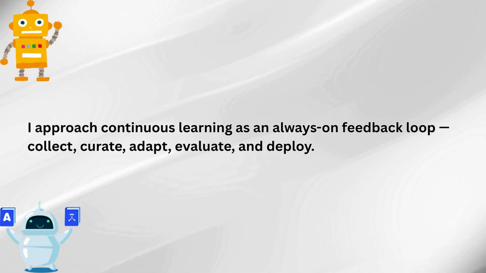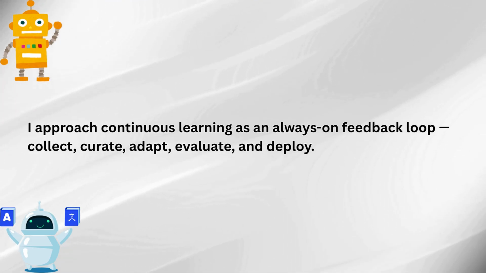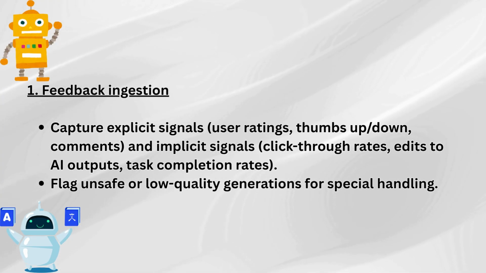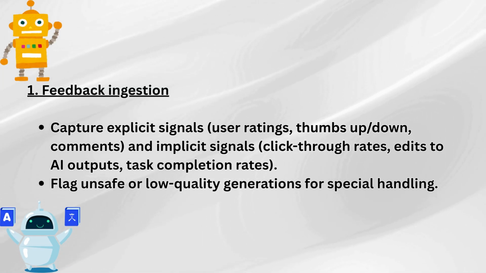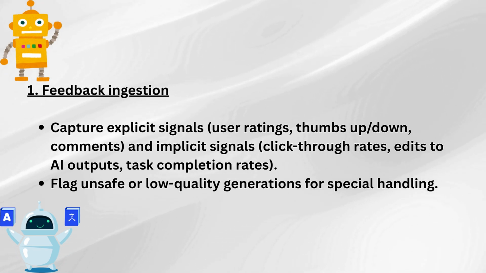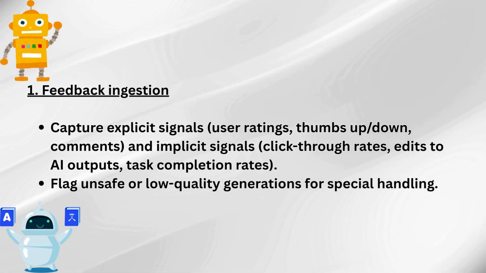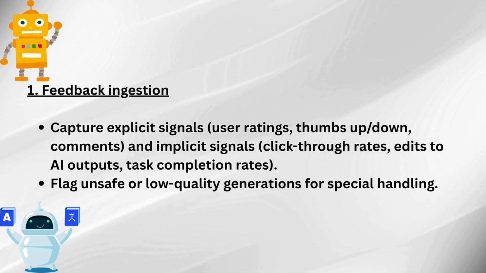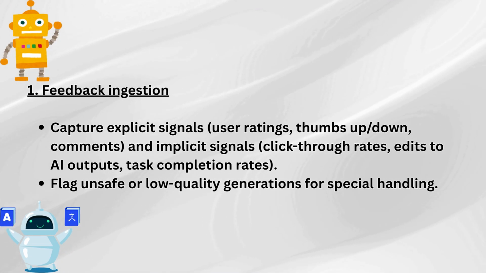Collect, curate, adapt, evaluate, and deploy. 1. Feedback ingestion. Capture explicit signals, user ratings, thumbs up, down, comments, and implicit signals: click-through rates, edits to AI outputs, task completion rates. Flag unsafe or low-quality generations for special handling.